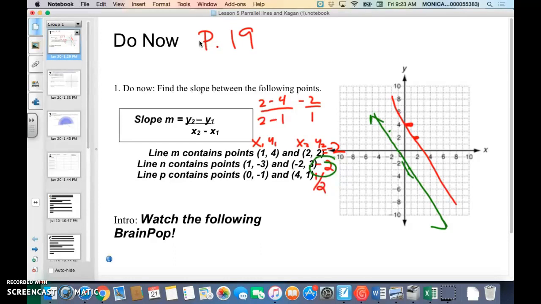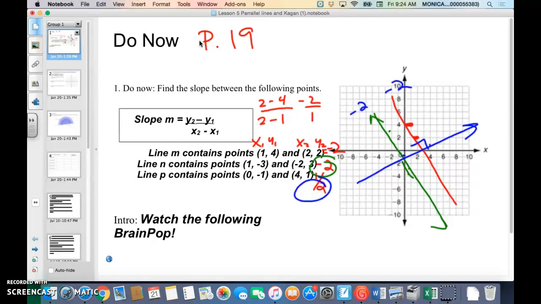Now the next one contains the points. I'm going to do this one here in blue. 0, negative 1, which is here, and 4, 1, which is here. What's interesting about this line is it's actually perpendicular, so this would be perpendicular to the two lines. So what do you notice? This one had a slope of negative 2. This one had a slope of negative 2.